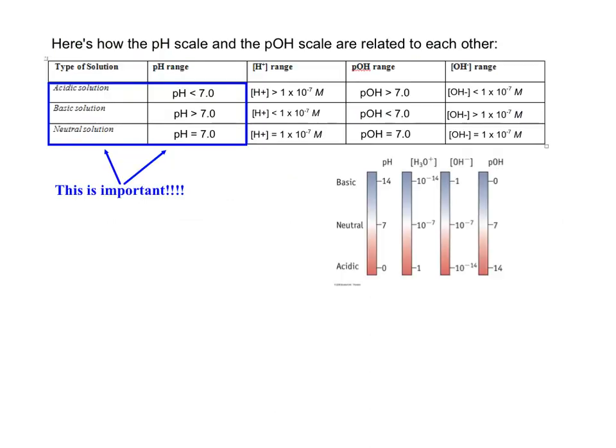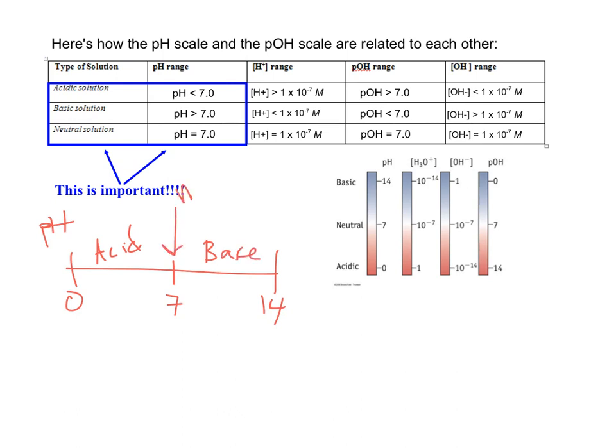So a little more to do about the pH scale. The pH scale ranges from 0 to 14. Half of 14 is 7. Anything with a pH less than 7 is classified as an acid. Anything greater than 7 is classified as a base. And if you're right in the middle, you are neutral. I remember this scale as the alphabet. We go A to B.